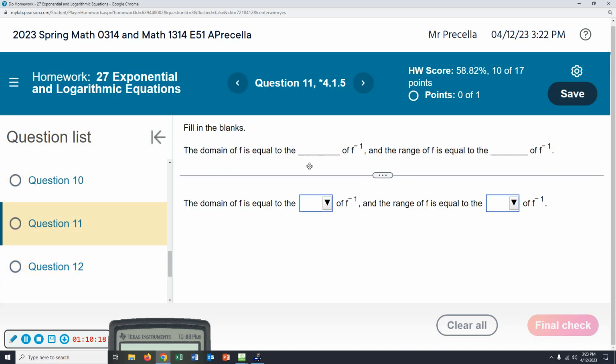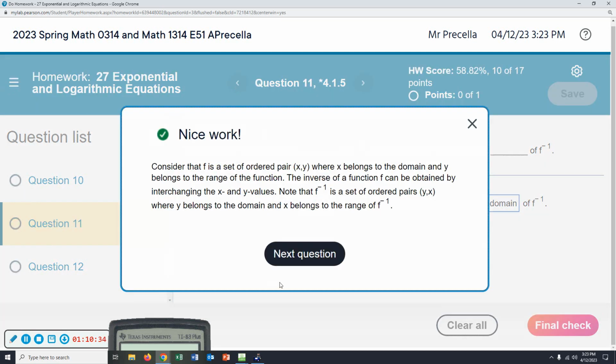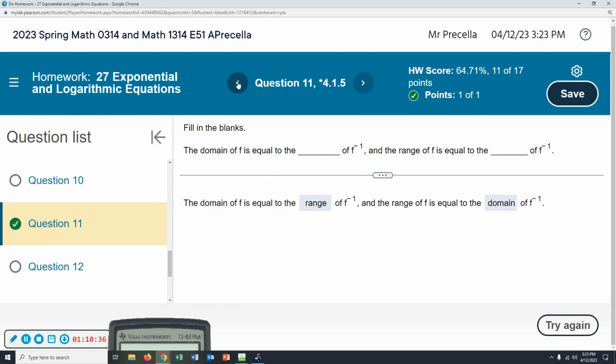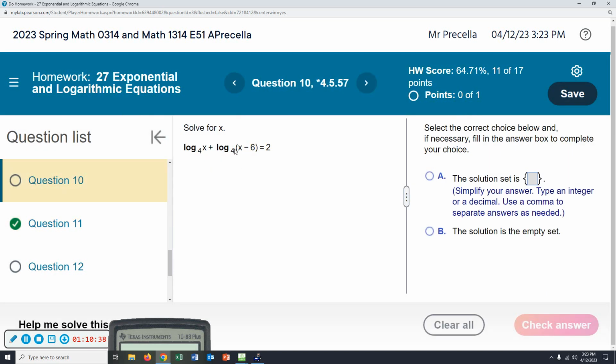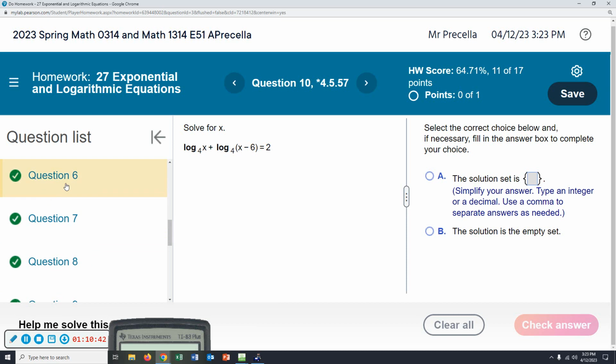The domain of f is equal to the... No, the domain of f is the range of f inverse. Yes. The range of f is equal to the... Now, why am I doing this? Why are we doing that when we're trying to do number 10? Okay, go back to number 10. But number 10 is very similar to number 6.